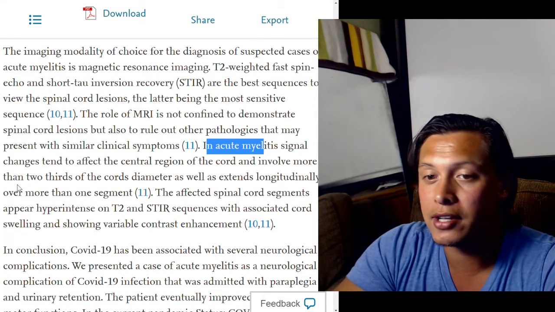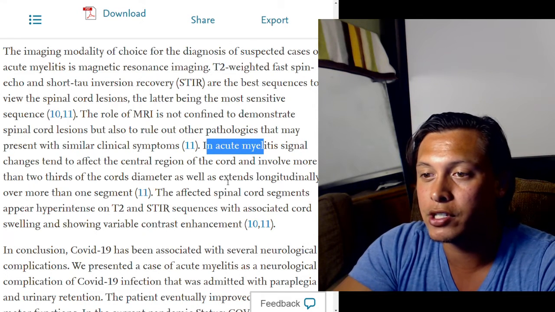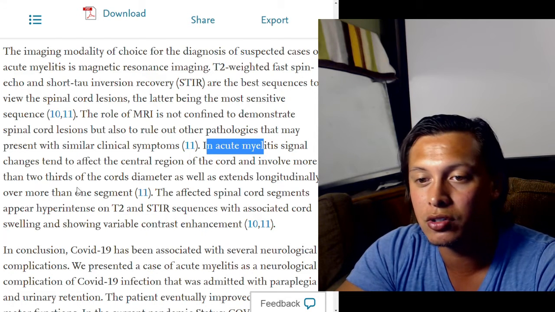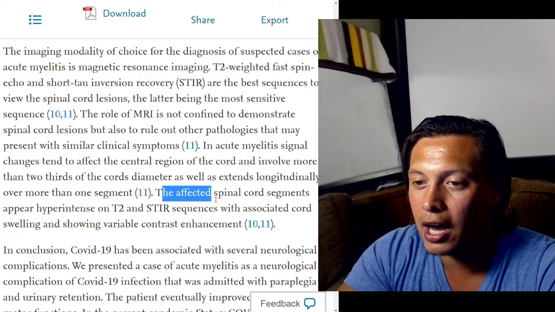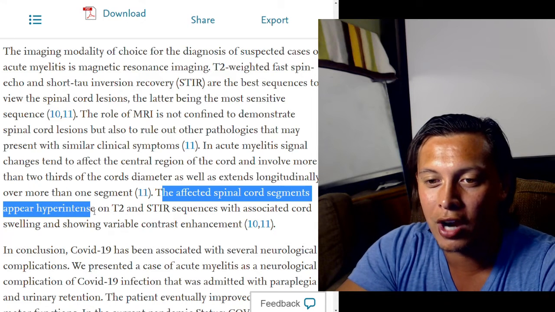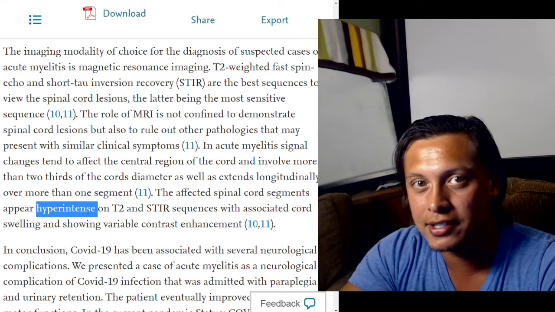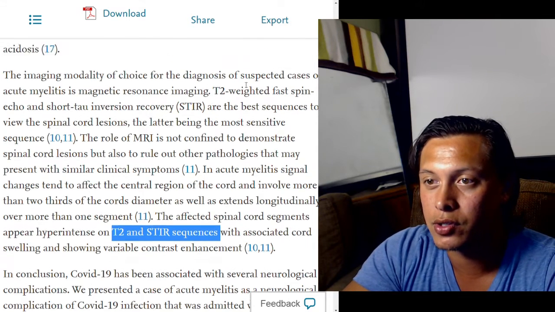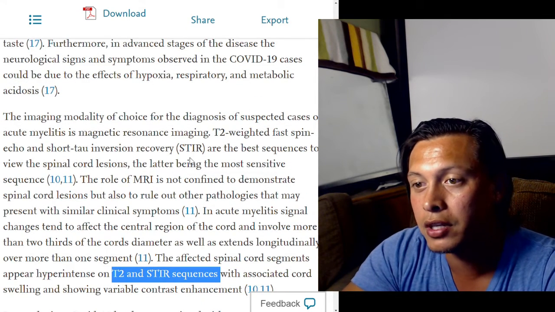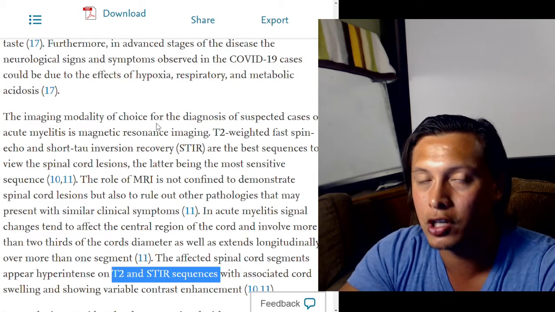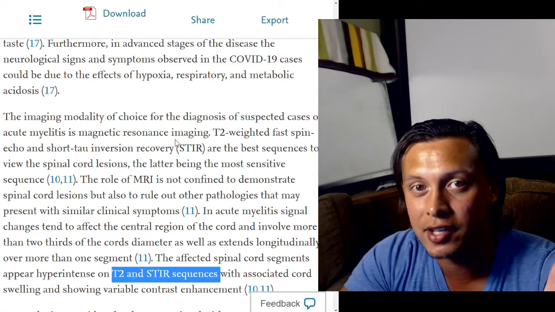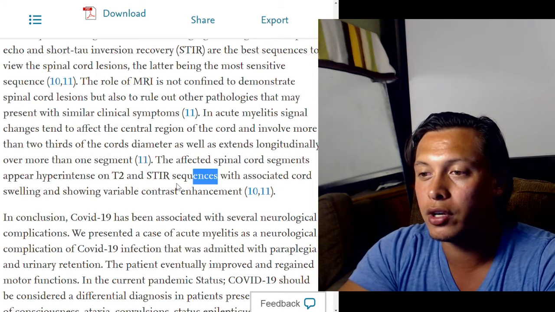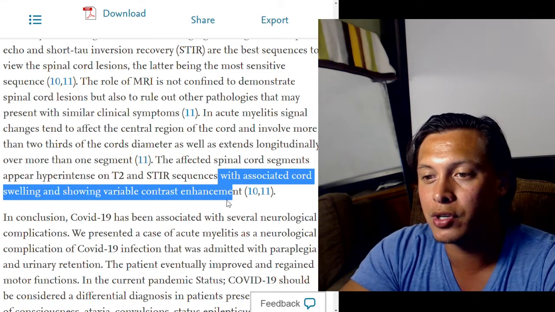So in acute myelitis, signal changes tend to affect the central region of the cord and involve more than 2/3 of the cord's diameter, as well as extending longitudinally over more than one segment. The affected spinal cord segments appear hyperintense, so the high white signal on T2 and STIR sequences. So those are, I'm going to call them algorithms, but these are the techniques that they are using for the MRI. And this showed cord swelling and showed variable contrast enhancement.